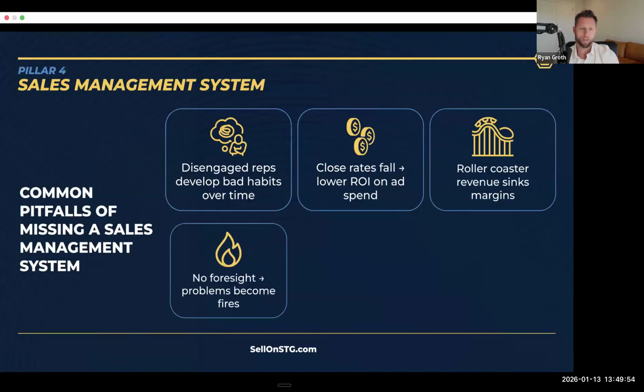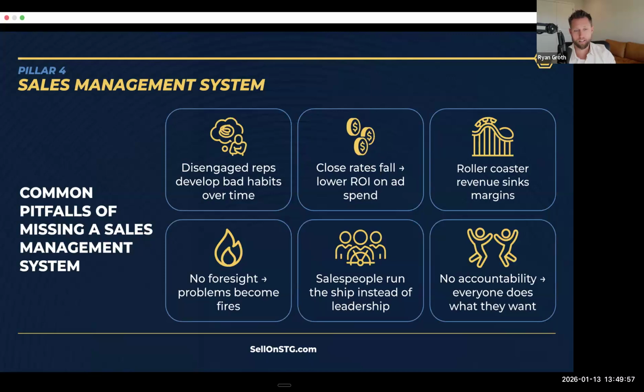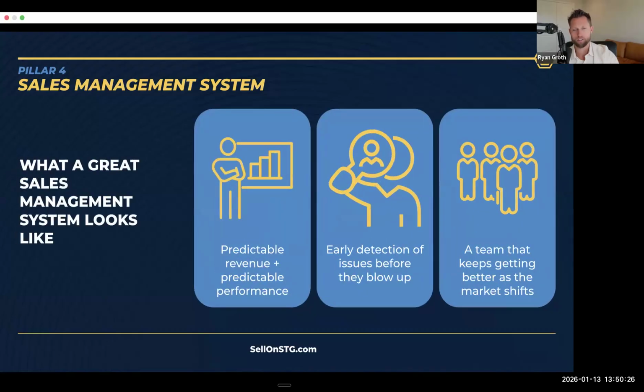Contractors do. So common pitfalls of not having a system are disengaged reps, bad habits, lower close rates, lower ROI, roller coaster revenue, sinking margins, no foresight, problems become fires, and you're playing firefighter, you're playing whack-a-mole, and salespeople run the ship instead of leadership. How many of us have seen that? Right? And then no accountability. Everybody does what they want. They're just like, hey, let's go to the water cooler. Let's do whatever. We're not running a tight ship, and you feel it, and it's frustrating.